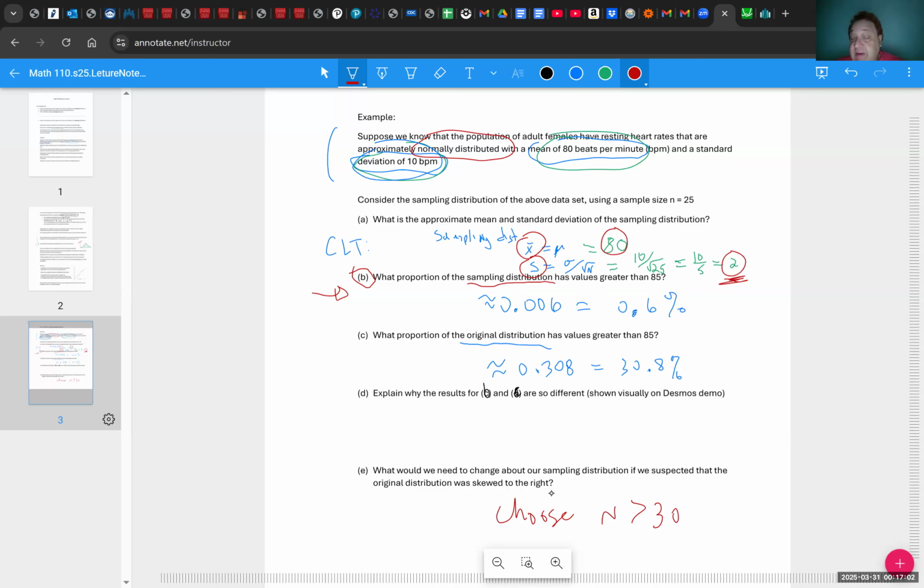25 wouldn't be big enough, right? That would, of course, change some of our calculations in terms of our standard deviation. We'd be doing 10 divided by the square root of 35 if we did choose a sample size of 35. But that's our options. Either know that our original distribution is normal, or just choose an n value bigger than 30 when doing your computations for the sampling distribution.